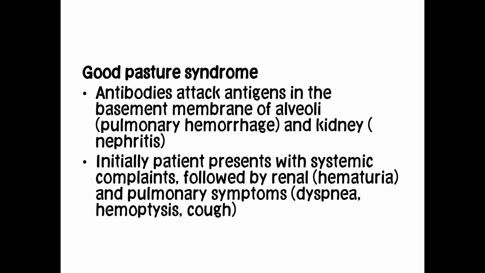In Goodpasture syndrome, antibodies attack the basement membrane of the alveoli, resulting in pulmonary hemorrhage, and in the kidney, resulting in nephritis. This is where the body produces antibodies that destroy the basement membranes of the alveoli and the kidney, resulting in pulmonary hemorrhage and nephritis, respectively. Initially, the patient presents with systemic complaints, followed by renal complaints, that is hematuria, and pulmonary symptoms, that is dyspnea and hemoptysis or cough.